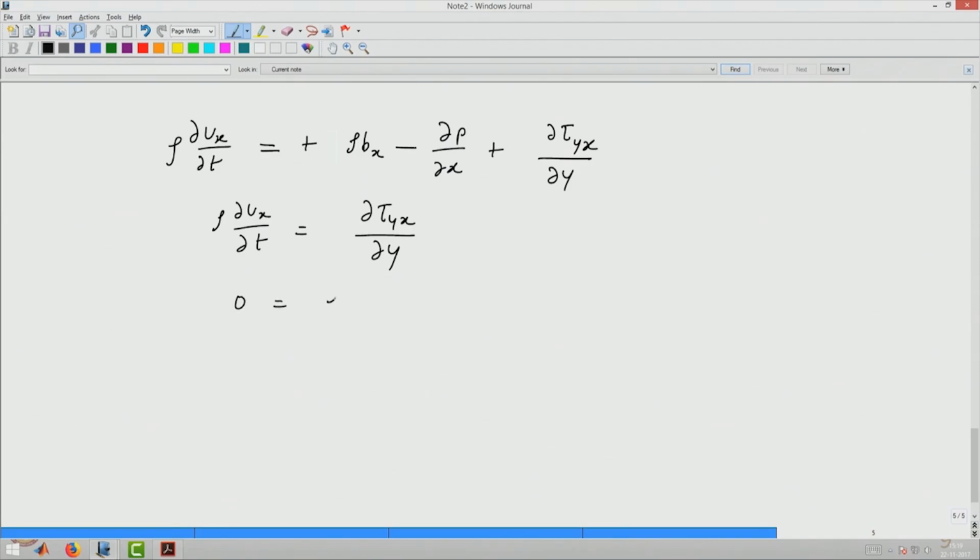0 is equal to rho g, since gravity is there in the negative y direction. Instead of writing the overall body force in terms of some general b, we write it as g in the negative y direction, minus del p by del y plus del tau y y by del y.